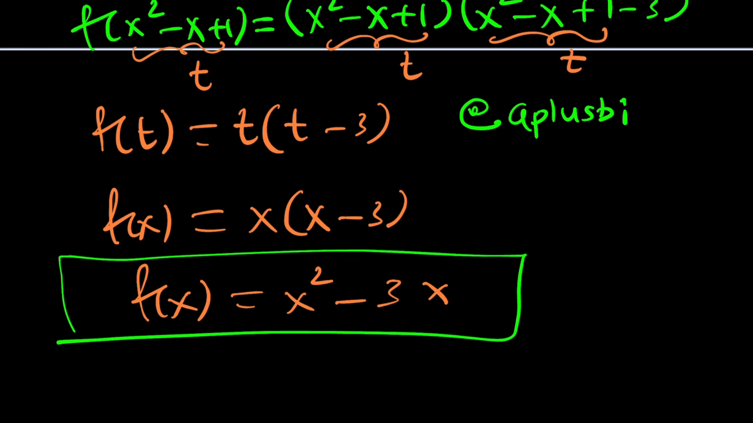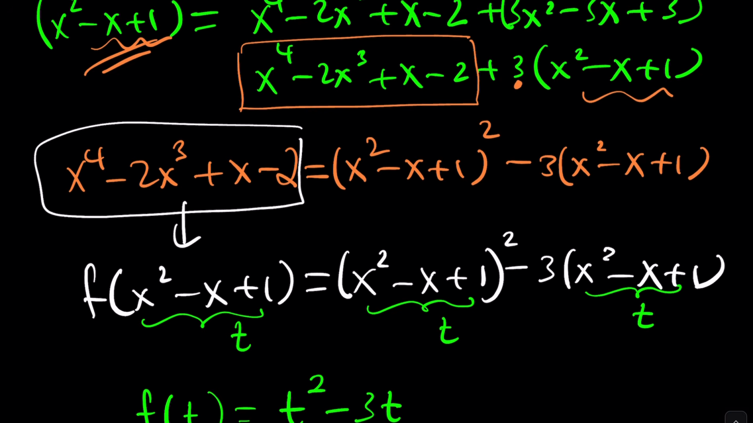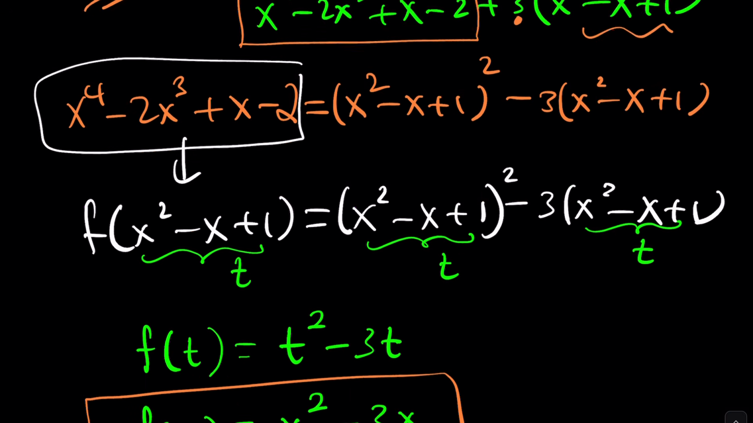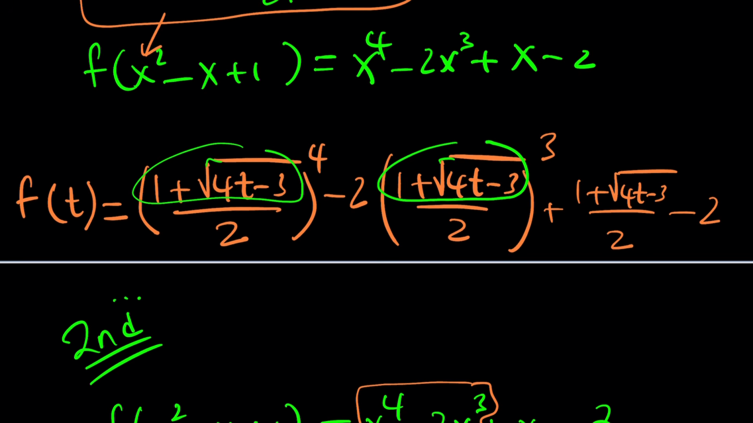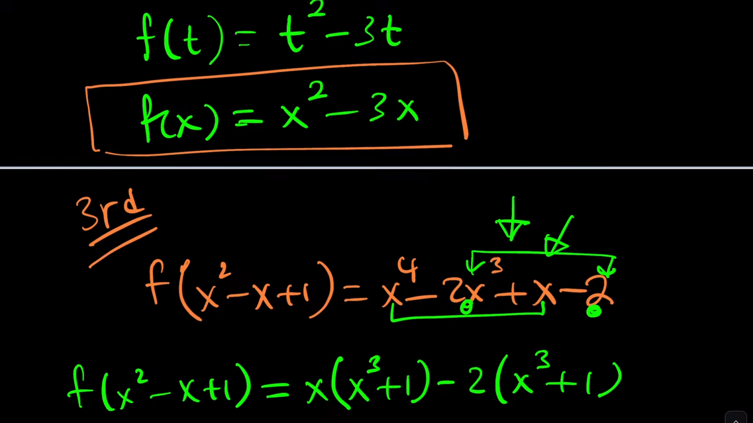Great. So now going back to the first method, I just want you to question: the answer is x squared minus 3x in terms of x, right? Would we be able to get to t squared minus 3t from here? That's for you to test, because I'm too lazy for that, okay?